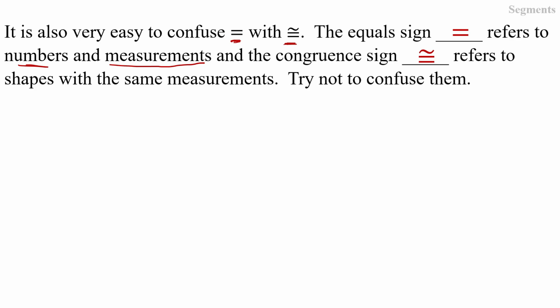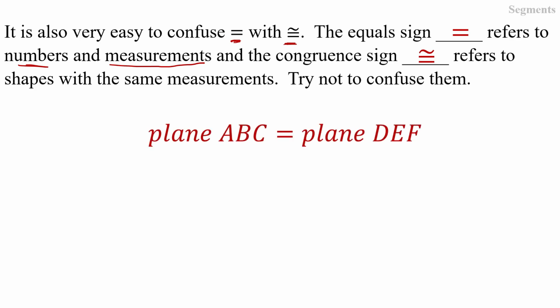Try not to confuse them. Let me give you an example of what I mean. If I say plane ABC equals plane DEF, so remember, equals, this is going to be wrong. Why is this wrong? Because equals refers to numbers and measurements. We do not measure this plane. Planes are not numbers. Planes are shapes. And so for this to be correct, you would have to put a little squiggly sign to make it correct.